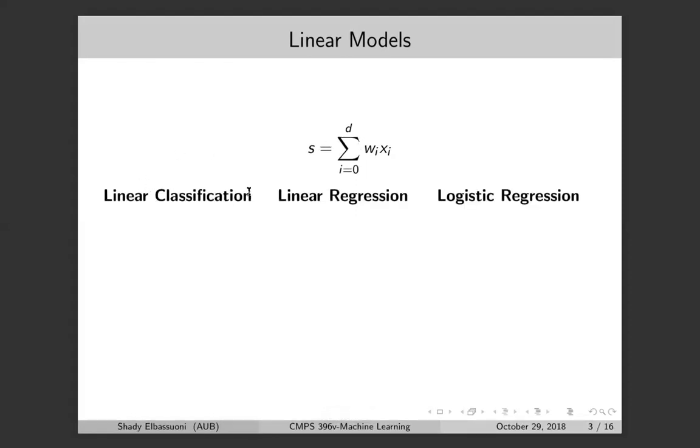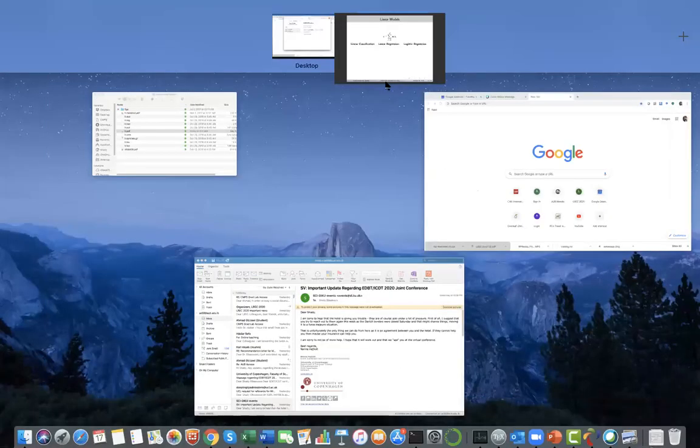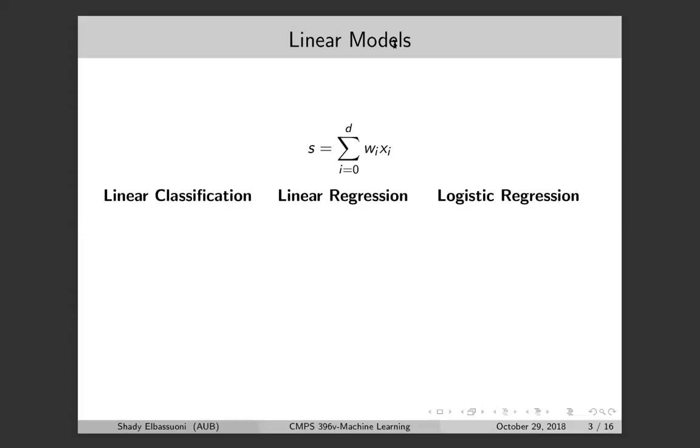We looked at linear classification, linear regression, and today we're going to look at logistic regression. It's also a linear model. Yeah. So it operates on the same principle. You have a set of weights, you multiply them by the feature values, and so on. Okay. So let's see the difference between the three.